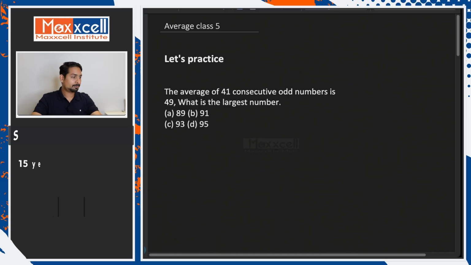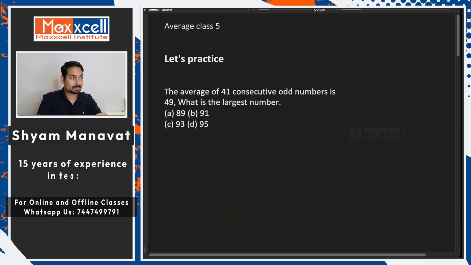So here you got a question. I am going to use some shortcuts, so please pay attention. Do not skip any part of this video. The average of 41 consecutive odd numbers is 49. What is the largest number?